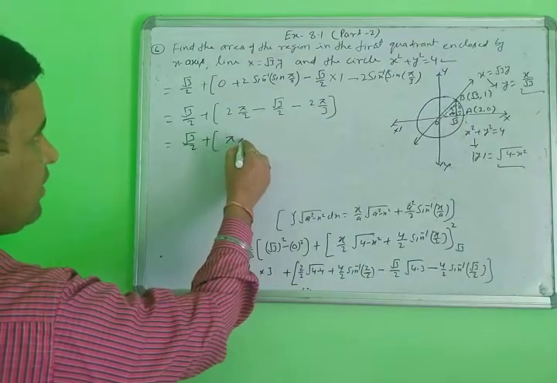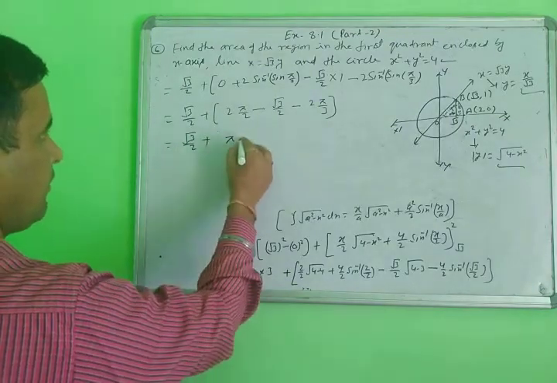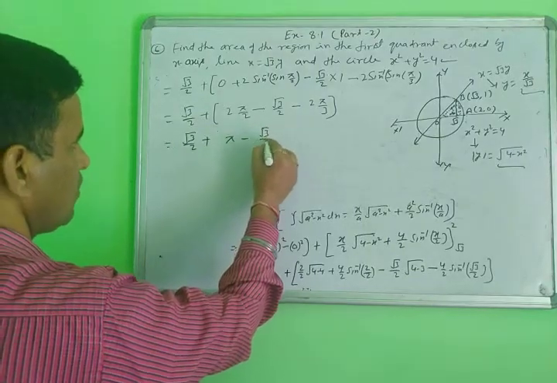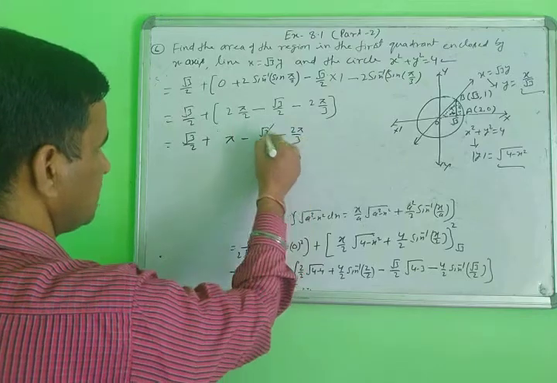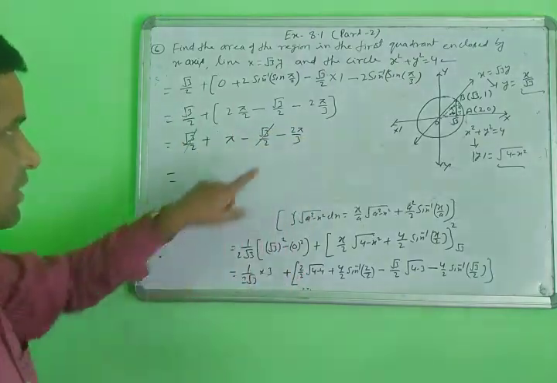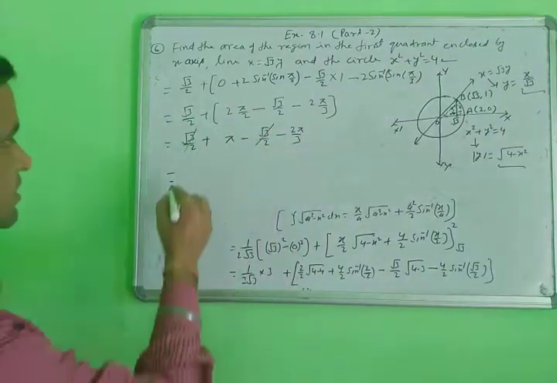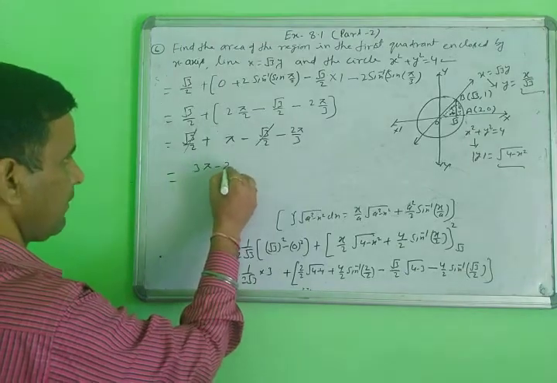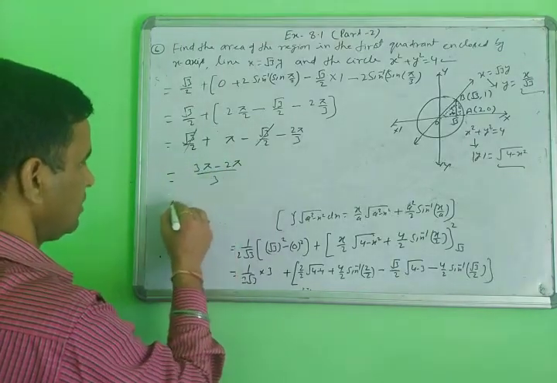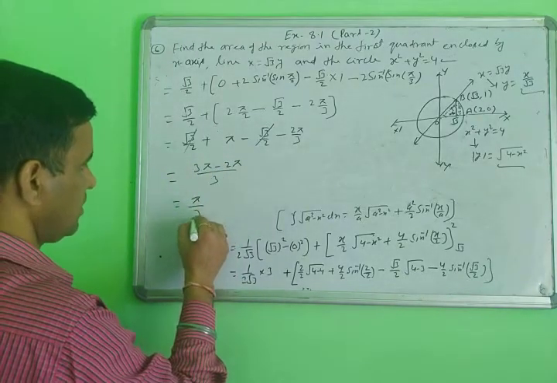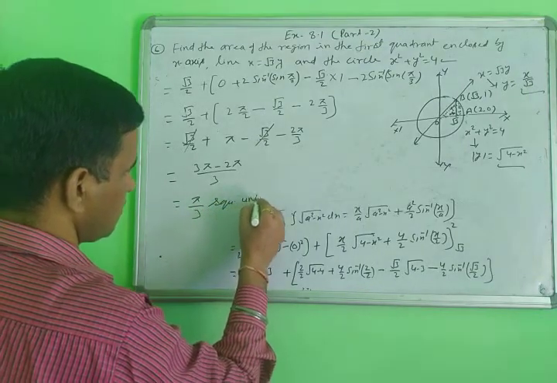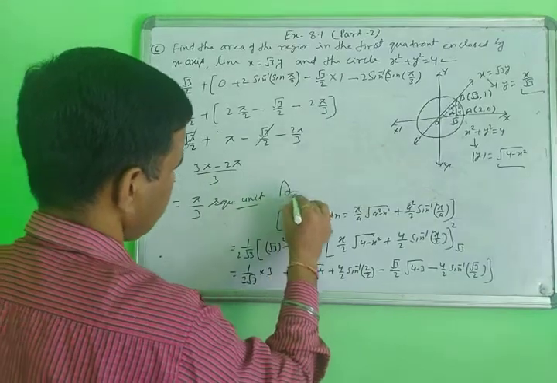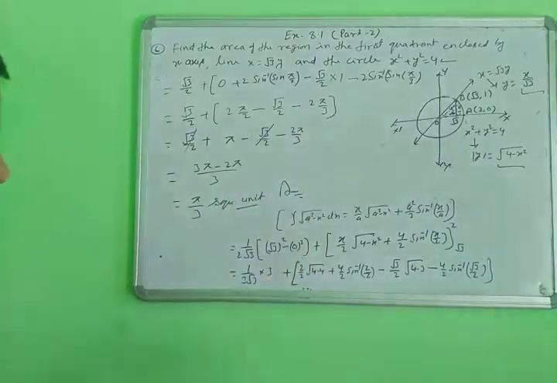Pi, minus root 3 by 2, and what is left here? Minus 2 pi by 3. So this portion has been cancelled. So taking the LCM, 3 pi minus 2 pi upon 3, what is left? Pi upon 3 square units. This is your answer, pi upon 3, your complete answer.